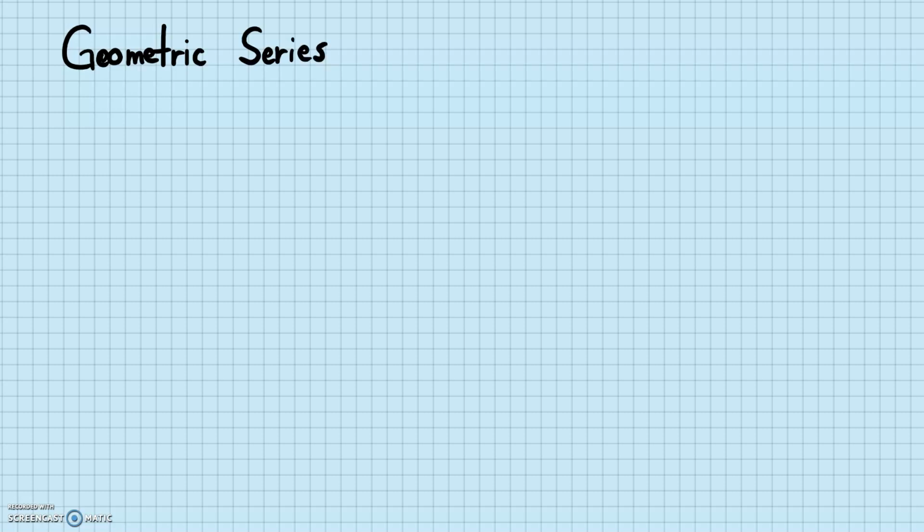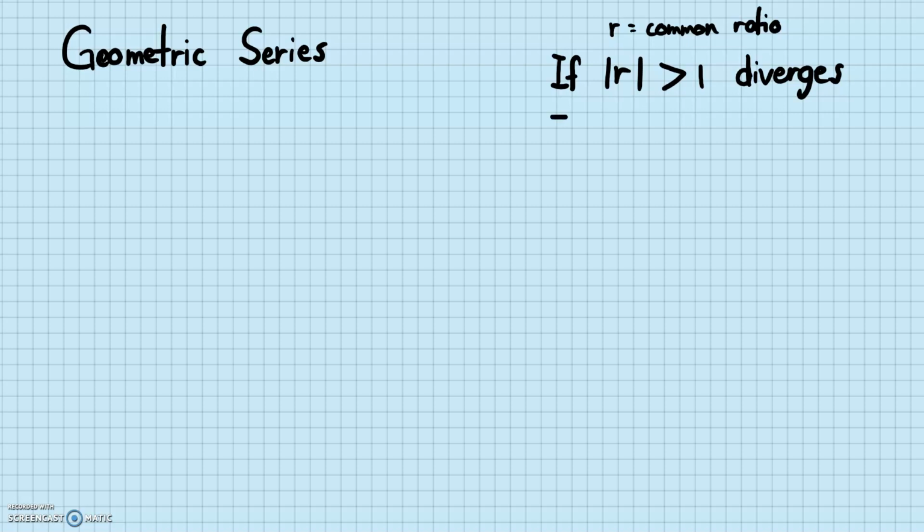Remember, for sequences, I'll put a reminder up here. If the absolute value of r, where r is the common ratio, was greater than 1, then it diverged. Which makes sense because if it's greater than 1, you're multiplying by a number bigger than 1 each time, and it's going to get bigger and bigger. If the absolute value of r was less than 1, it converged.